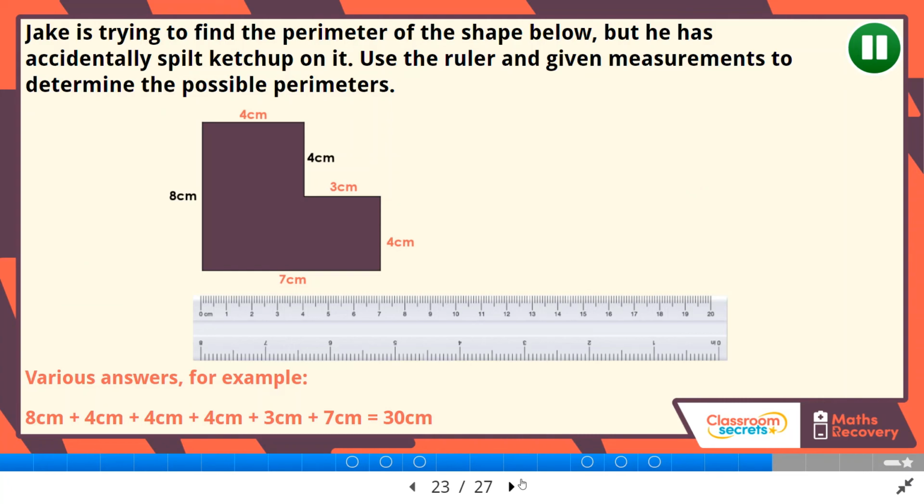The length at the bottom could be any length up to and including 9 centimeters. In the answer shown, we have chosen 7 centimeters. If this is the case, the final side must be 3 centimeters because the difference between 7 centimeters and 4 centimeters is 3 centimeters. Therefore, the perimeter of the shape would be 30 centimeters.